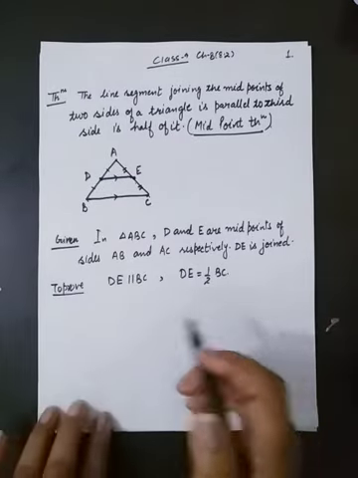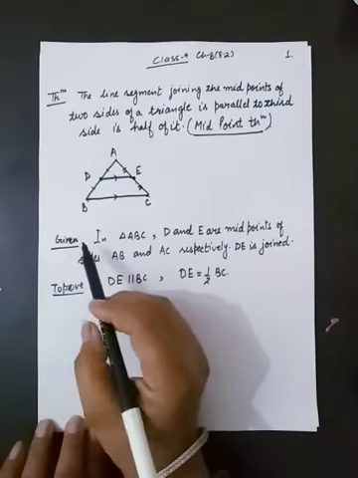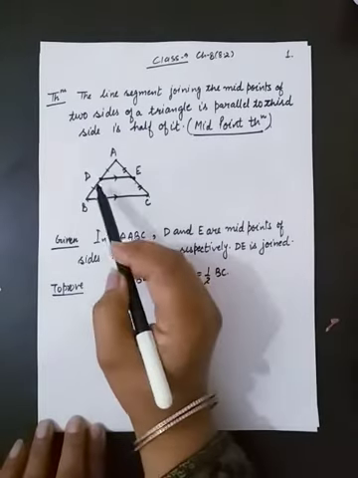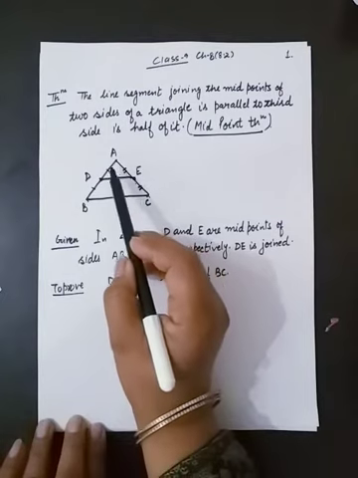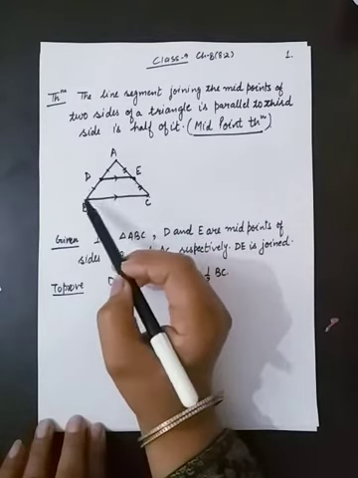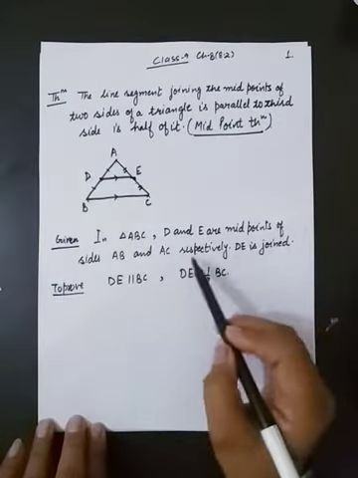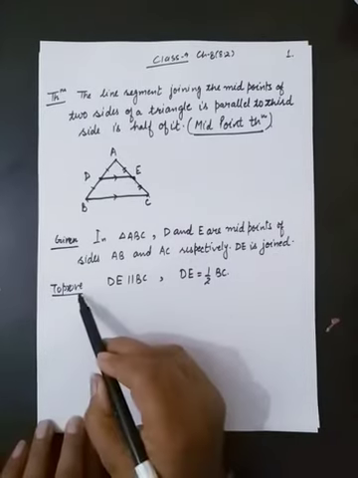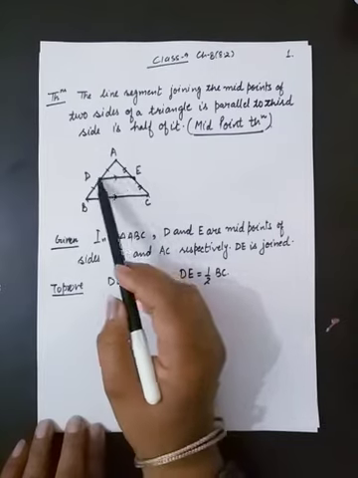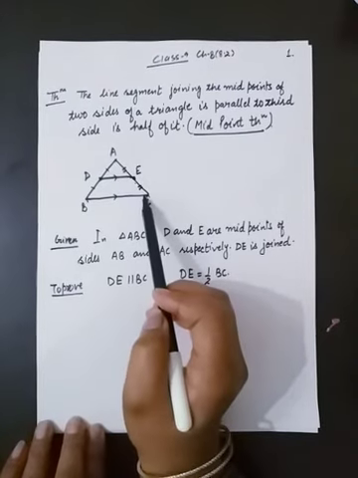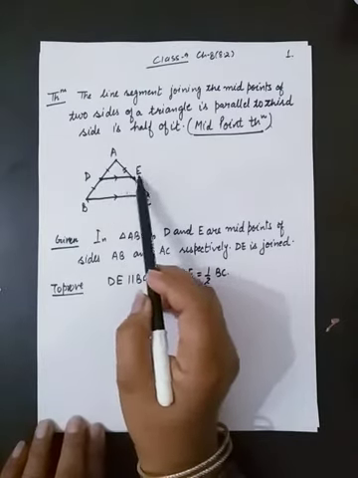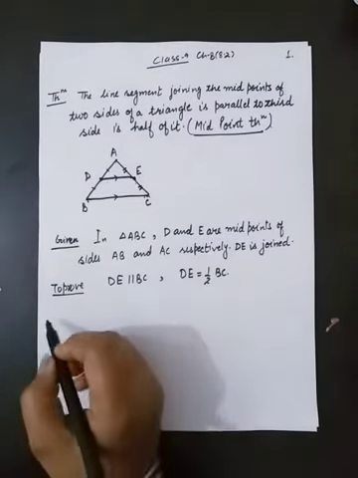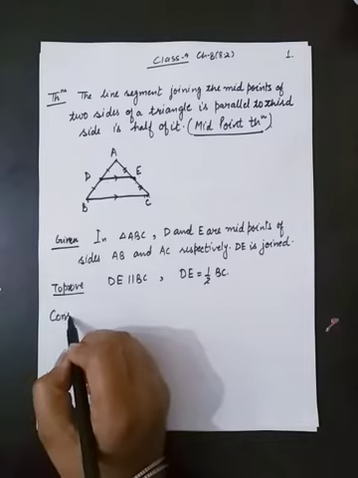So we have to write given here. So in this triangle, what is given? In triangle ABC, D and E are midpoints of sides AB and AC respectively, and DE is joined. To prove, we have to prove that DE is parallel to BC and the length of DE is equal to half of BC. So to prove this, we have to make a construction here.